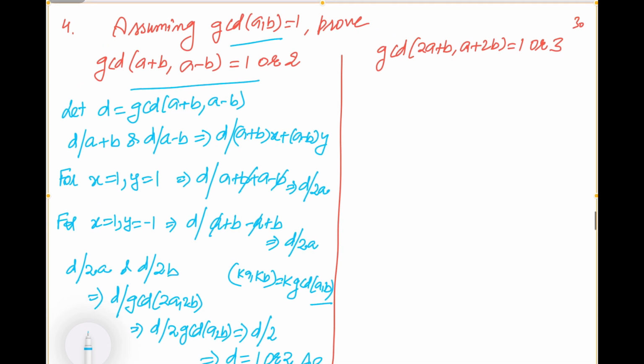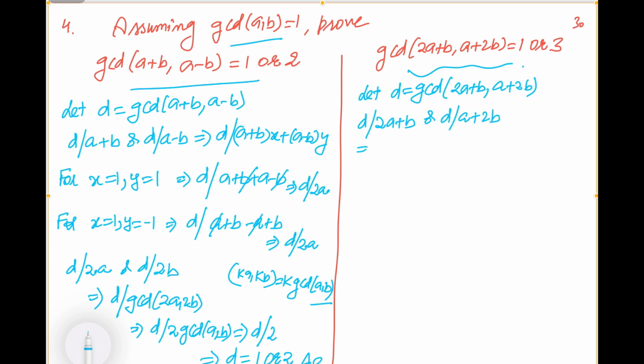So in the next question, with similar steps we will do this. So we start with, let D is GCD of 2A plus B, A plus 2B. So by definition of GCD, D divides 2A plus B and D divides A plus 2B. So D divides their linear combination, 2A plus B times X, A plus 2B times Y.